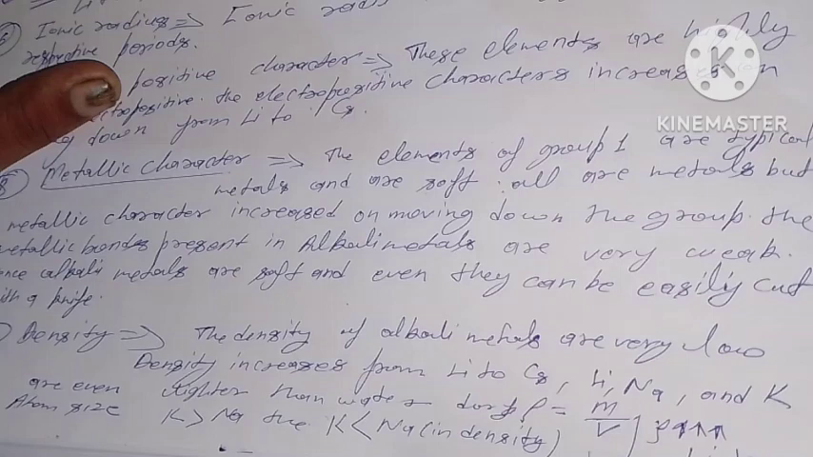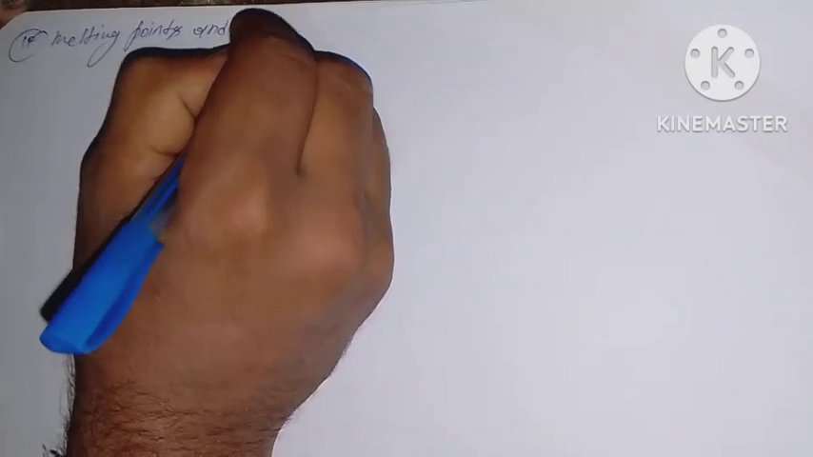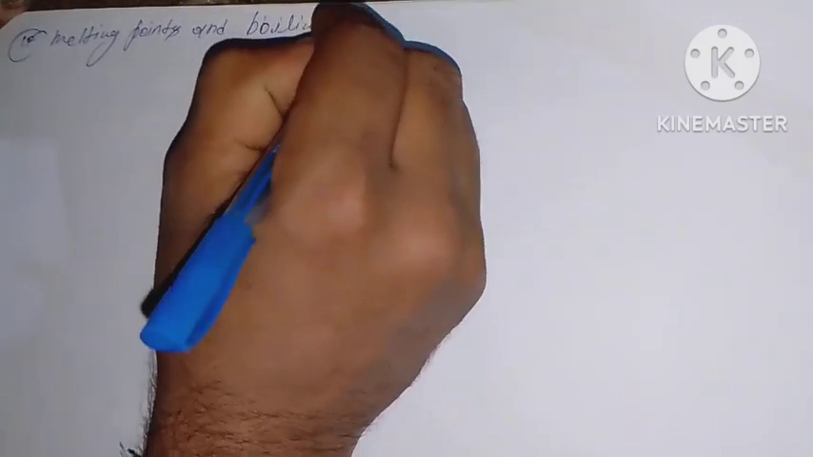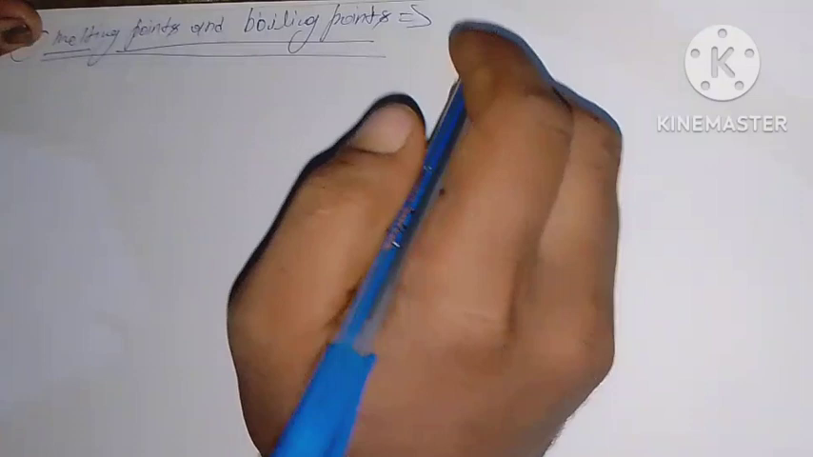Okay. Next is melting point and boiling point. What is the melting point and what is the boiling point of metals? Tenth point: melting points and boiling points.